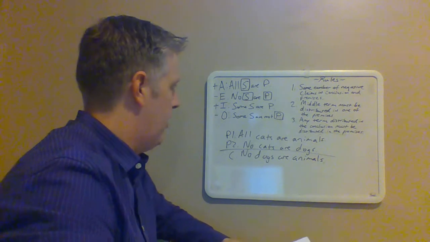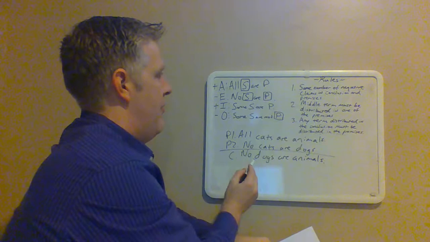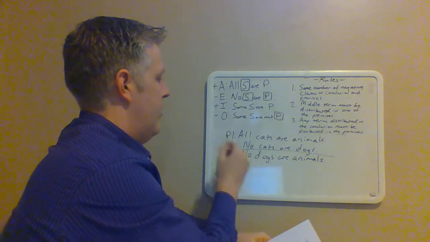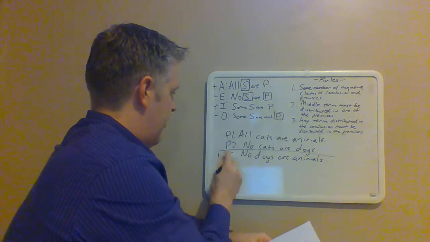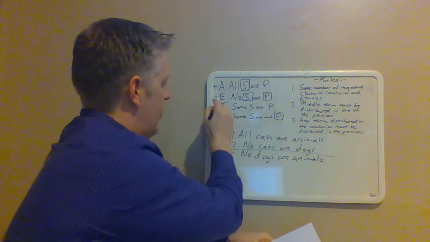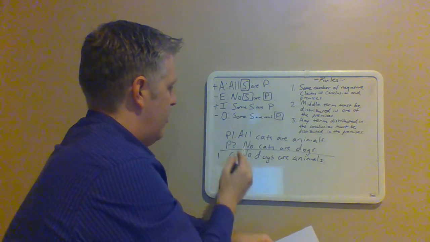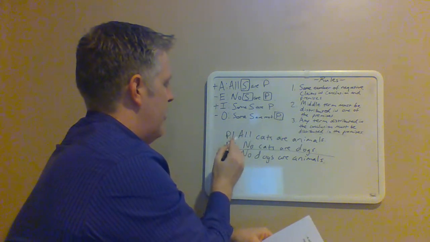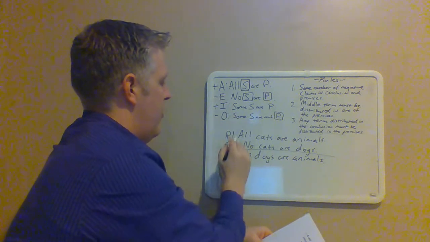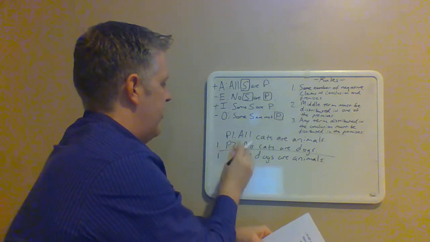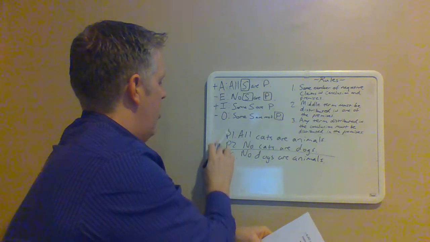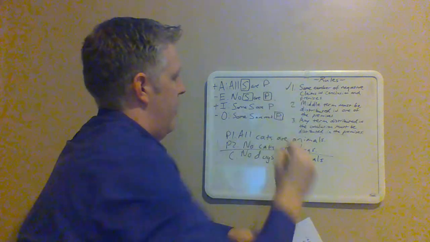So the first rule: we have to have the same number of negative claims in the conclusion as are in the premises. Here's a negative one. This is an E claim, which is always negative. No dogs are animals, that's one negative. The first premise is an A claim, which is affirmative, so that's not negative. But the second one is negative, it's also an E claim. So 1 equals 1, we've satisfied that.